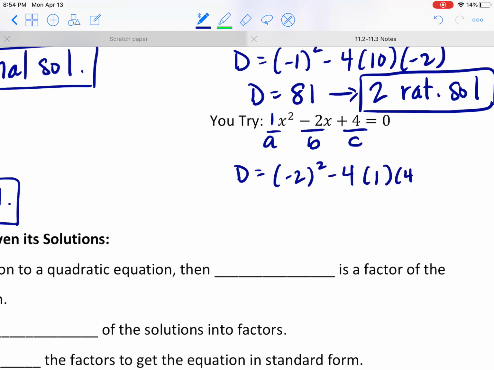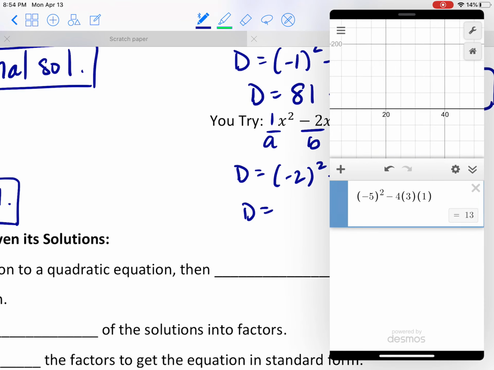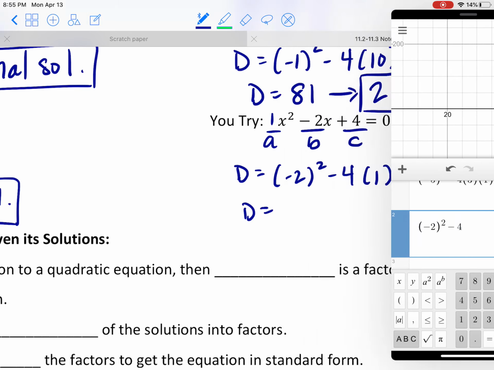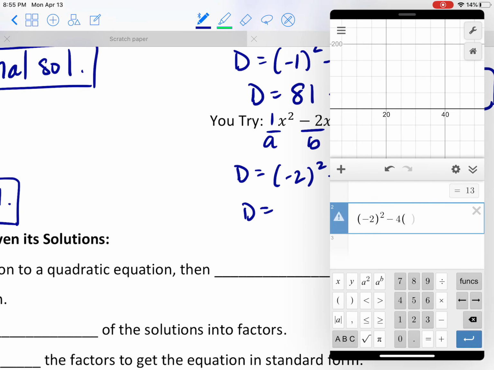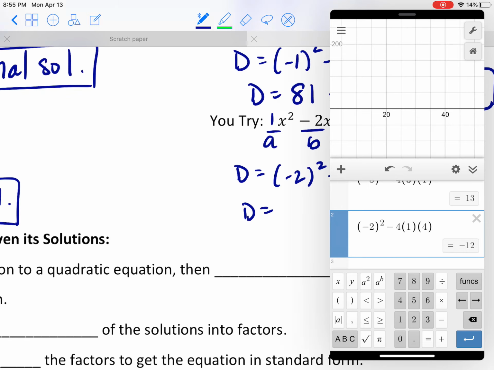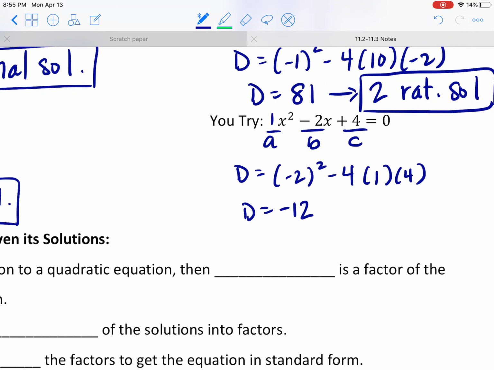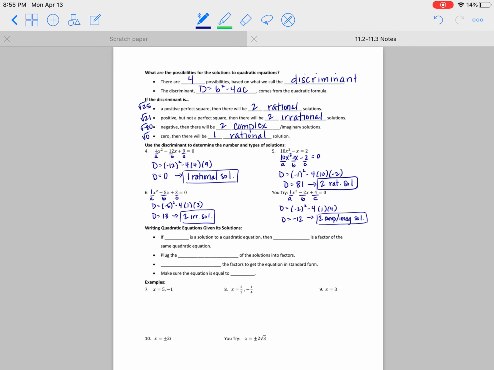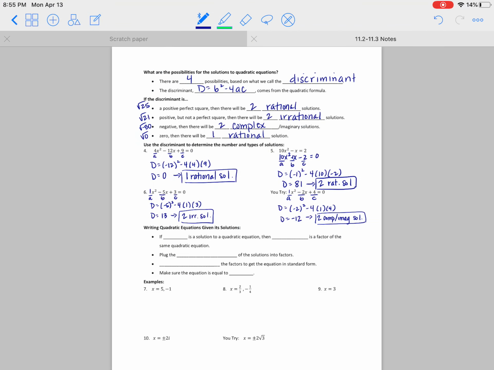So we have negative 2 squared minus 4 times 1 times 4. That is going to be negative 2 squared minus 4 times, was it 1 and 4? And 4. And that's going to give me a negative 12. So if I had a negative 12 under the radical, it doesn't matter what the 12 or whatever that is, whatever, perfect square or not. If it's a negative under the radical, this equation is going to have two, we can say complex or imaginary solutions. And you don't have to say both every time, I'm just giving you the options, okay?